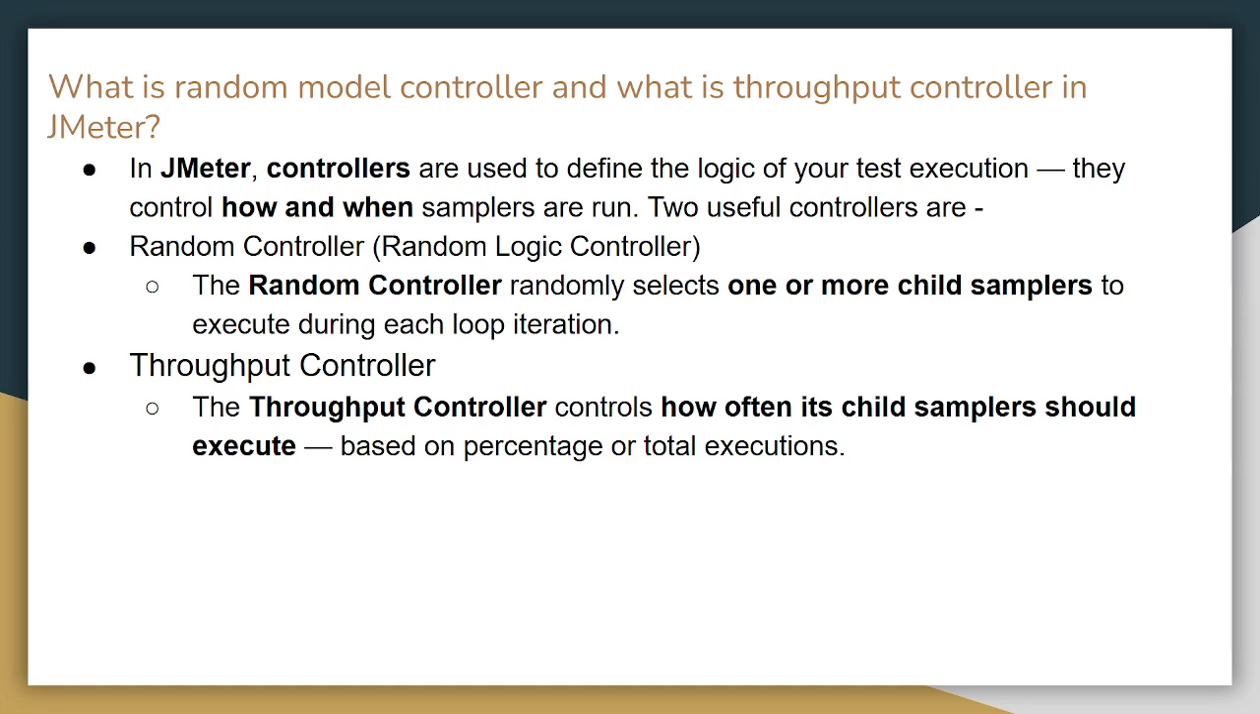In summary, the random controller normally selects one child per iteration and simulates random user actions, while the throughput controller executes children based on percentage or on a count, and simulates realistic traffic distributions.